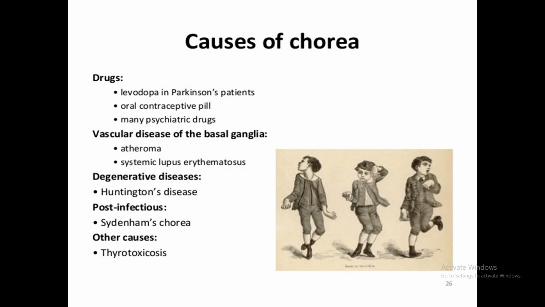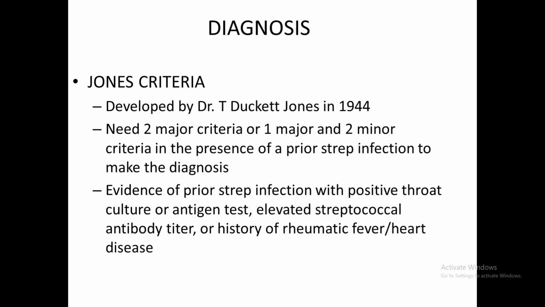The causes of chorea, other than that: drugs can cause it, vascular diseases of the basal ganglia can cause this, and degenerative diseases like Huntington's chorea. Post-infectious, I have already said, Sydenham. The other causes, thyrotoxicosis, can cause chorea. But all these other types of chorea can be managed. If the primary disease is managed, it will be gone. Only Huntington's disease is a problem, which is associated with dementia. Otherwise, other diseases can be managed if the primary etiology is removed.